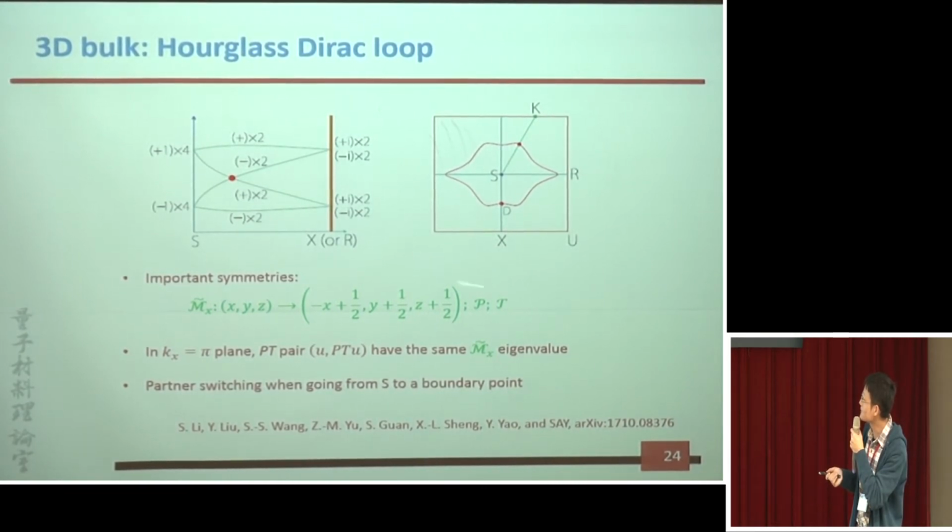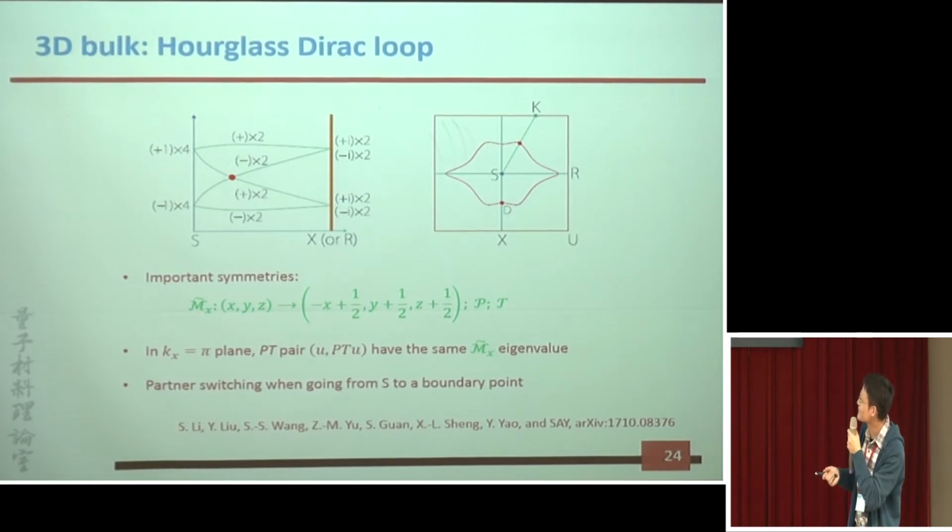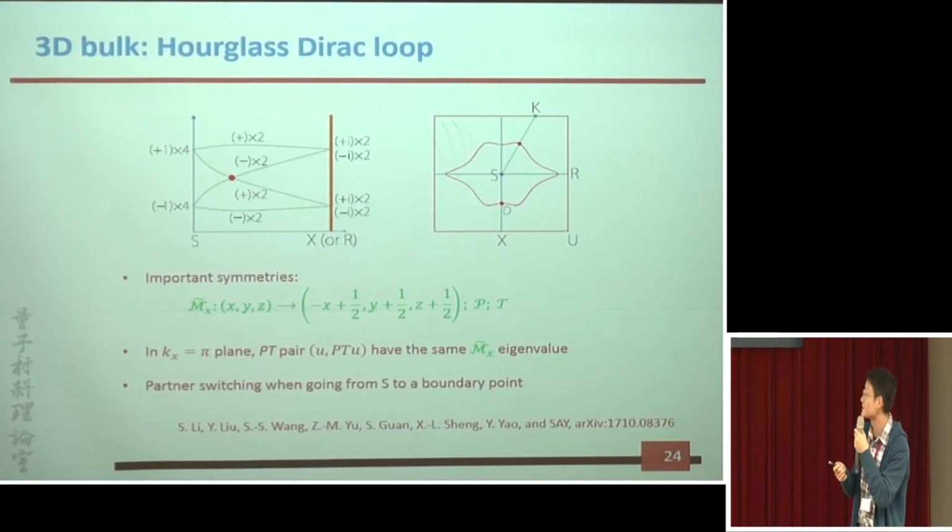Because of PT symmetry, each band is doubly degenerate. And most importantly, this PT-related pair, the two states, share the same glide mirror eigenvalue. For example, here, the two bands both have a positive eigenvalue. These two bands have a negative eigenvalue. Because of this, this Dirac point is protected, because the two have different mirror eigenvalues, so they cannot hybridize.